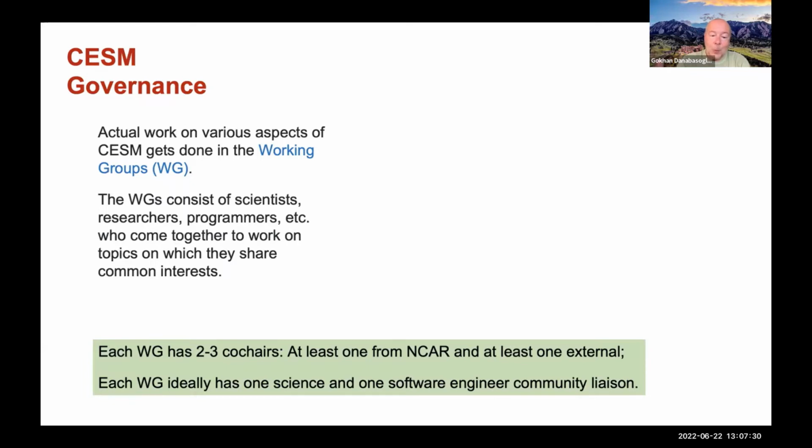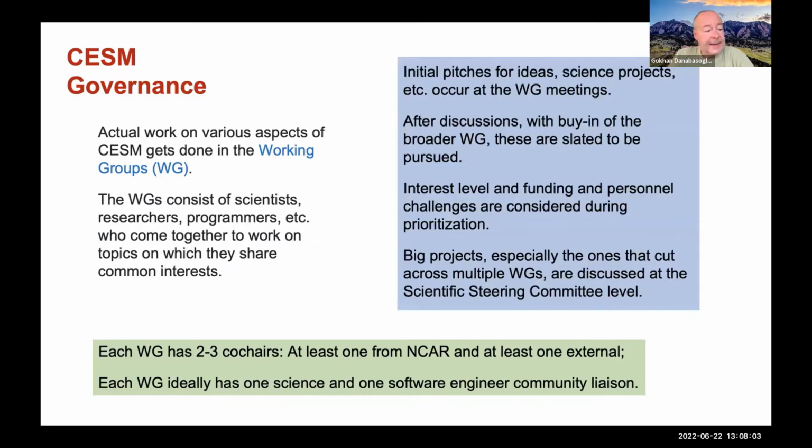And one issue here is that I said ideally, because it is really difficult to get funding for all the 12 working groups to have at least one science and one software engineering community liaison. What we end up doing is that these end up not being full-time jobs, but at least we try to get some funding for half FTE, that's half full-time employee position, for these positions.